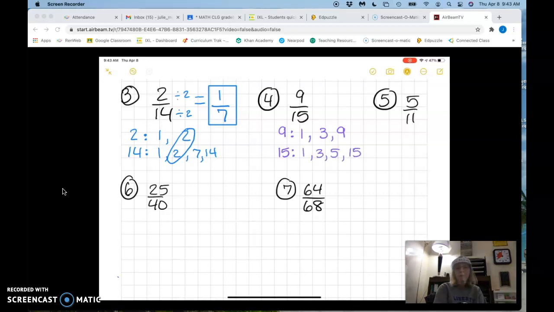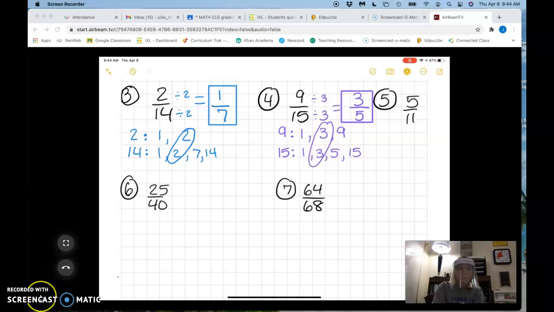Good job, Brayden. Okay, so what is my GCF of these two numbers? 3. 3 is the biggest number they both have in common. So what do I do with that 3? Divide them. Yes, I'm going to divide my fraction top and bottom. I'm going to get 3 over 5. Nice math there, Brayden. All right. And that is simplest form. And I know it's simplest form because I divided by the GCF.